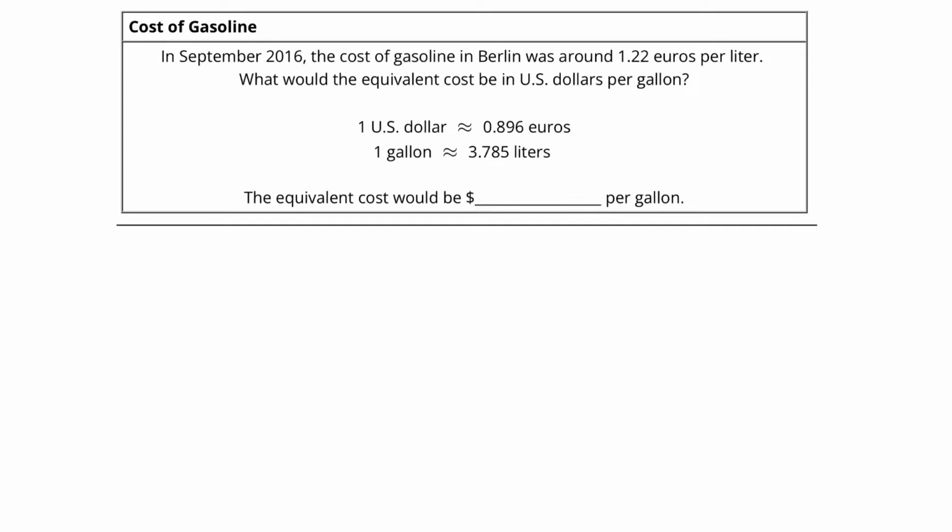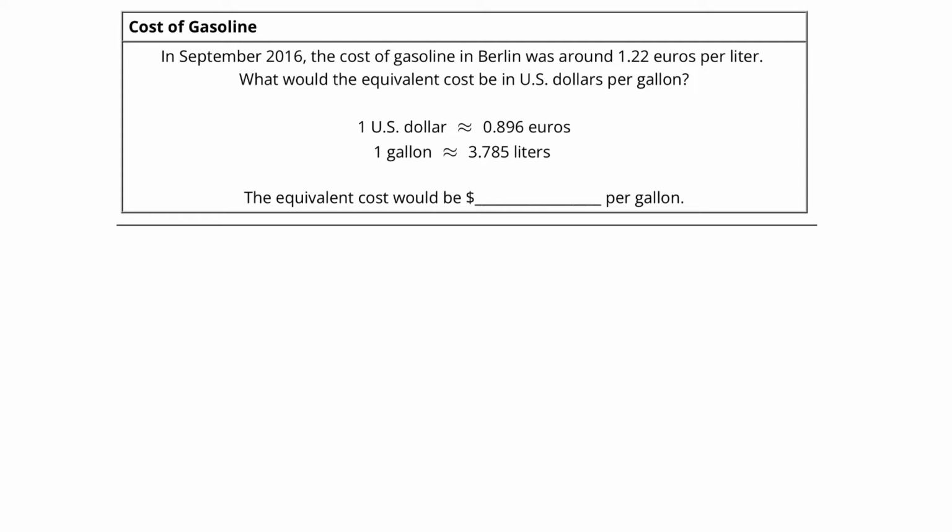Hello, students. This problem is another conversion problem that we have to look at. In September 2016, the cost of gasoline in Berlin was around 1.22 euros per liter. What would be the equivalent cost in US dollars per gallon? They give us some equivalencies. 1 US dollar is approximately 0.896 euros, and 1 gallon is approximately 3.785 liters.